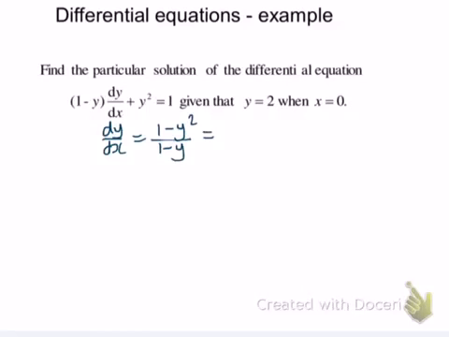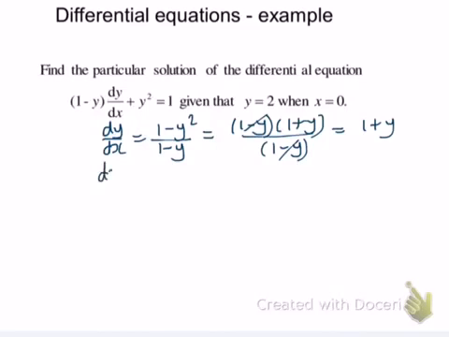And I can see on the numerator that I've got the difference of two squares. So I have (1 minus y)(1 plus y) all over (1 minus y), and these cancel out to leave me with just 1 plus y. So I've got a derivative of x on the left hand side and a function of y on the right. So if I change this to dx by dy, I can change the right hand side to 1 over 1 plus y, which I can now integrate.